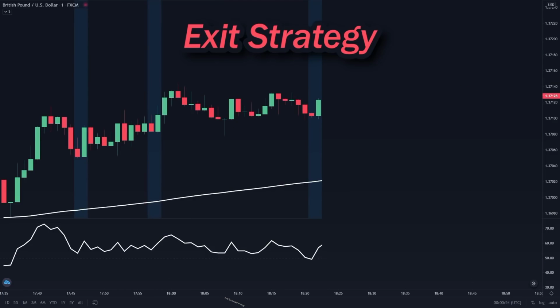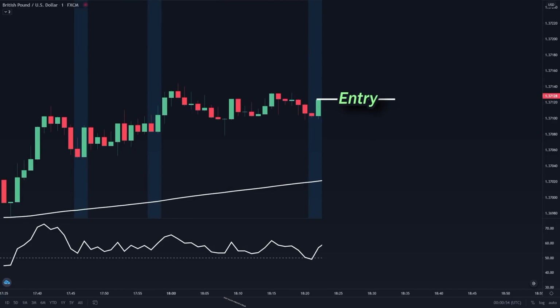Now for our exit strategy. Once you've entered a trade, you want to set your stop loss below your entry candle here and set your profit target at 2 times your stop loss. So now let's look at this strategy in action.